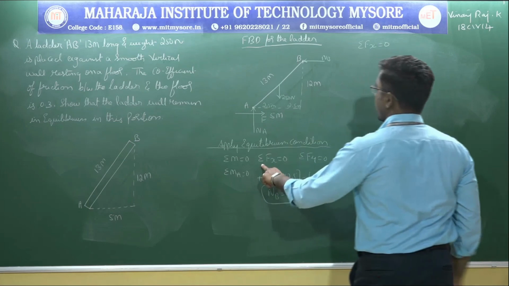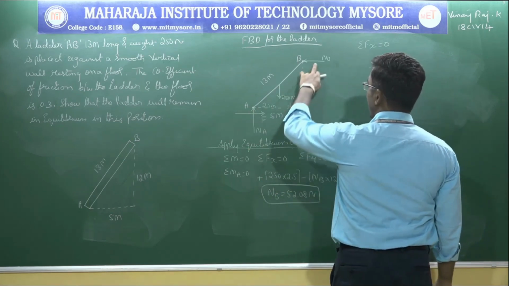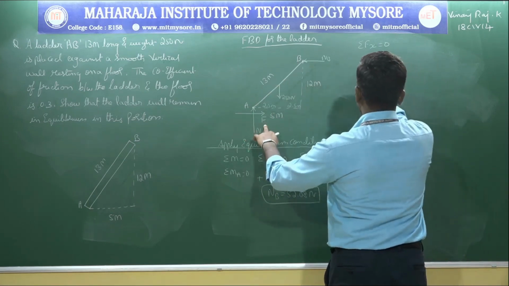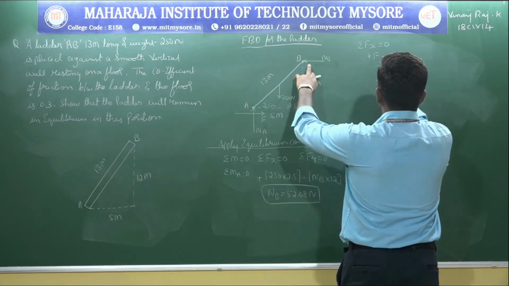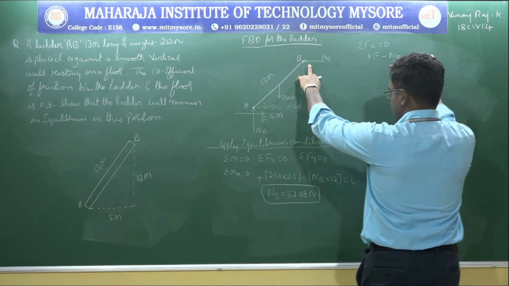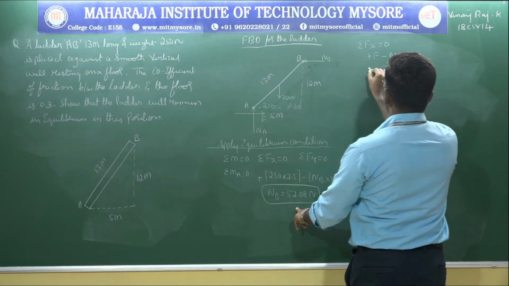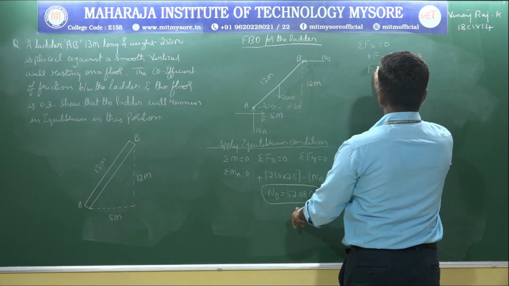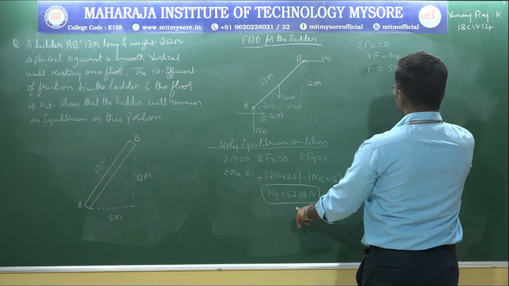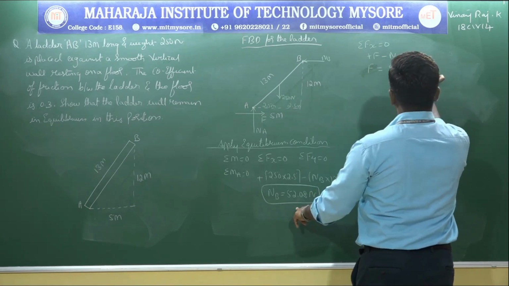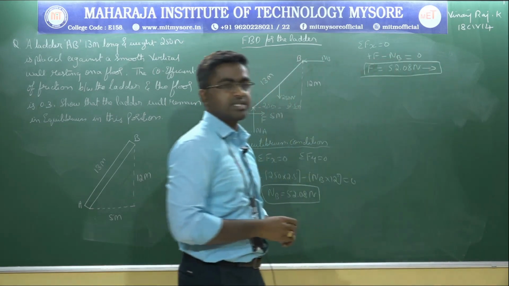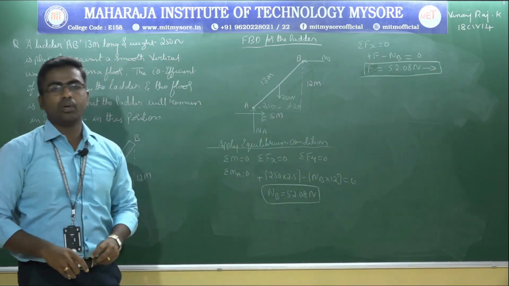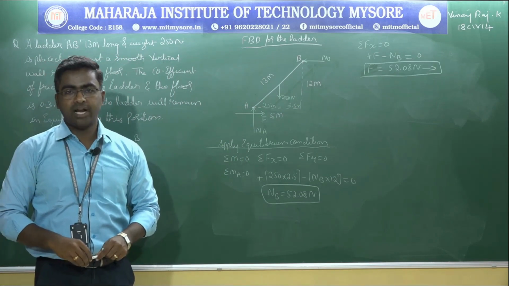Now let us apply the next condition, that is summation of Fx is equal to 0, and there are only two horizontal forces. One is plus F, another one is minus NB is equal to 0, and I know the value of NB. So F value will be equal to 52.08 Newton, and this is the minimum frictional force which is required to keep the ladder in equilibrium position, right?